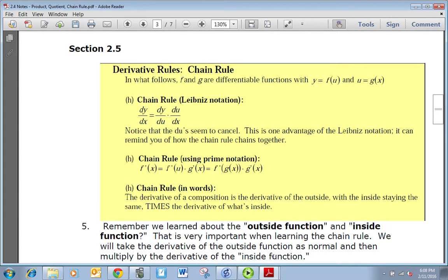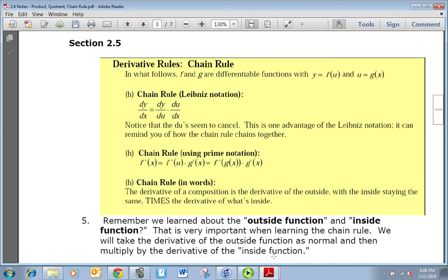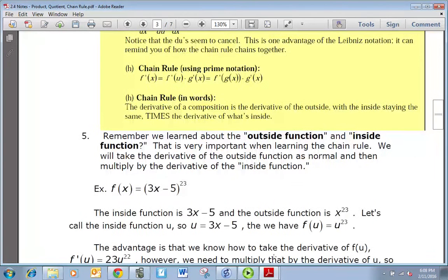Alright, the chain rule. This is copied from your book. It's a little complicated, so I try to sort of clear it up down here. Although I like this one here. It says the derivative of a composition is the derivative of the outside with the inside staying the same times the derivative of what's inside. So that's really what we want to look at.